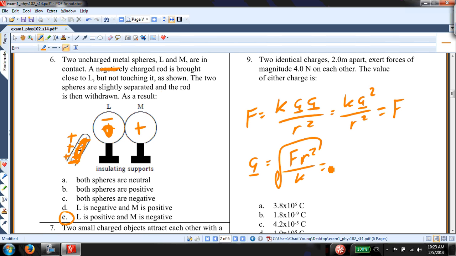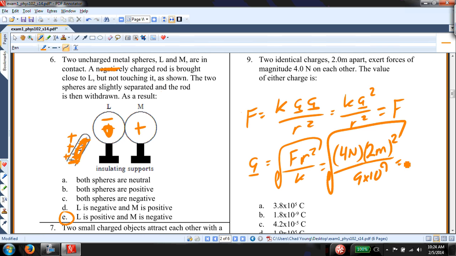Square root of that: 4 newtons, the distance between them was 2 meters, and I get 4 times 4, that's 16, over 9 times 10 to the 9th. And square root that: 4.21 times 10 to the negative 5th. So C is the right answer for number 9.